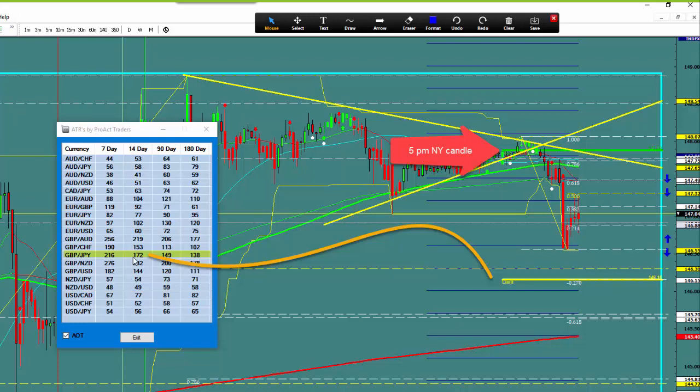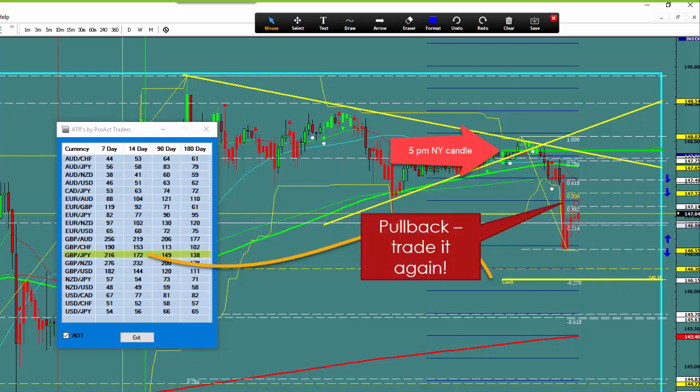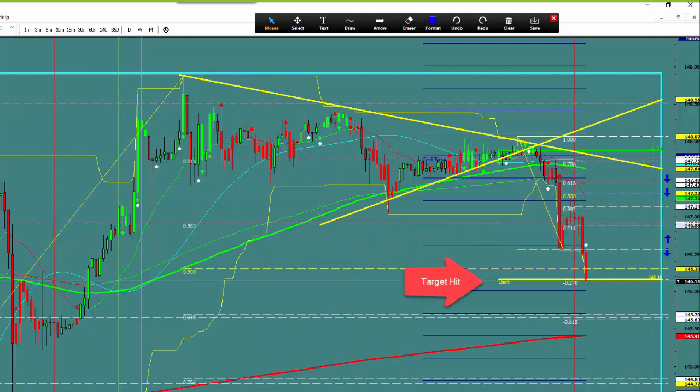But you've got to know where the targets are. So here's this example, 172. They don't get to it, but I have still plenty of time in the day. So there's the pullback. Should I trade it again? Yes, it does 172 pips a day. Well, trade it again. What did it do? To the pip.